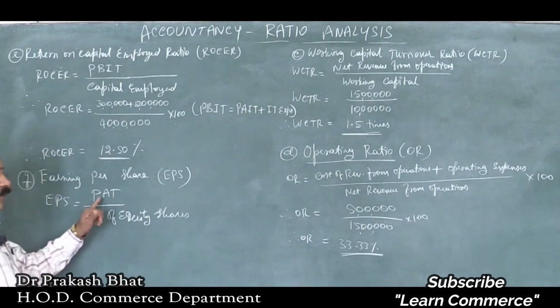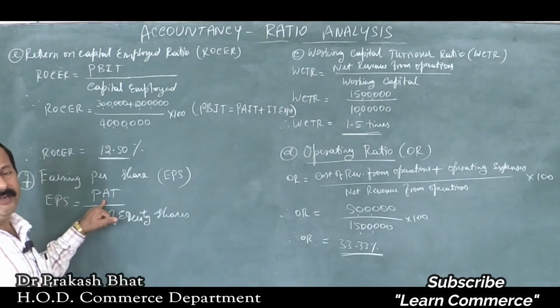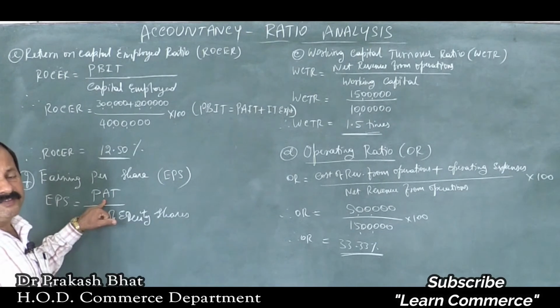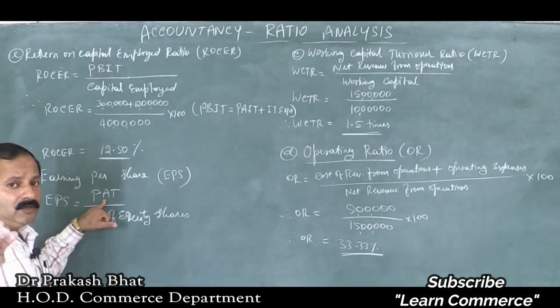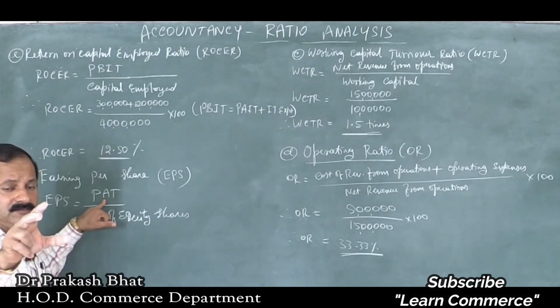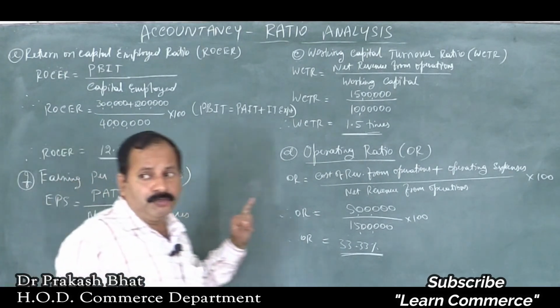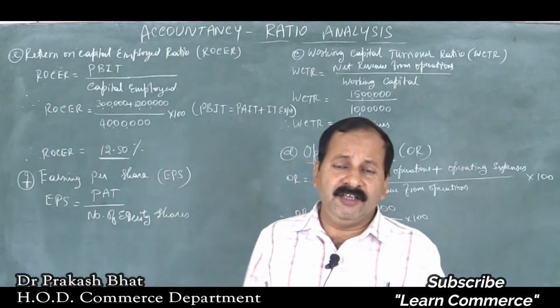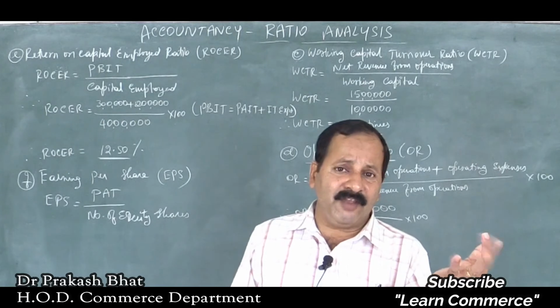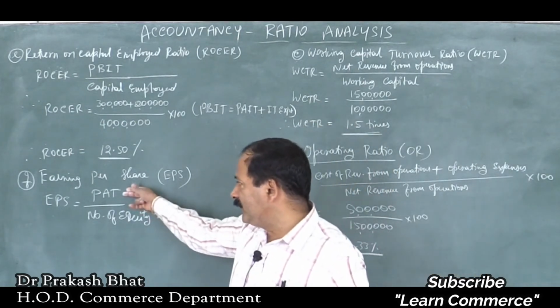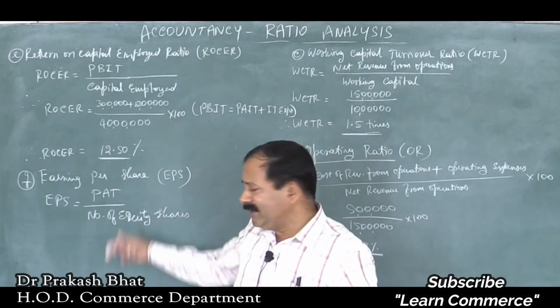Profit after tax means what? The amount available after paying everything, isn't it? Which is available to the shareholders for distribution of dividend. So when you have 100 chocolates in a box and you want to distribute them among the students, each one will get total number of chocolates divided by number of students. In the same way, total amount available for distribution as dividend divided by number of equity shares.